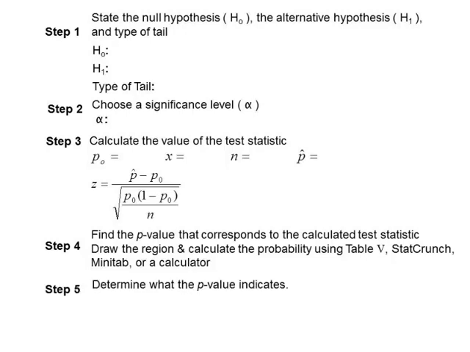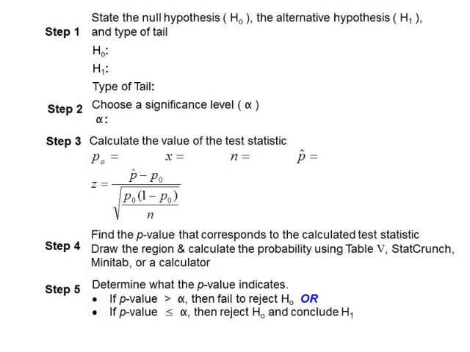Step number 5, we determine if we fail to reject the null, and that happens when the p-value is greater than alpha. If the p-value is less than or equal to alpha, then we reject the null and we conclude the alternative. So we have a saying, when the p-value is low, H naught must go. That means we reject the null and we conclude the alternative. Step number 6, we state the conclusion in clear English. Let's do an example using this outline.